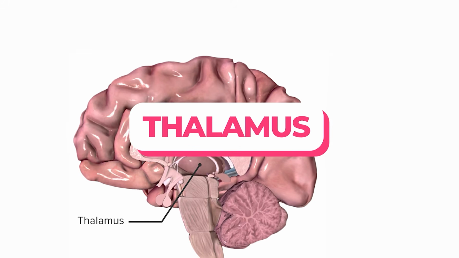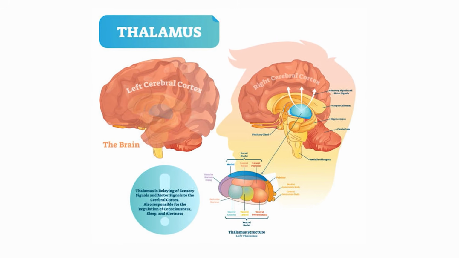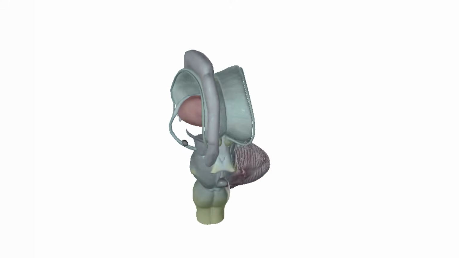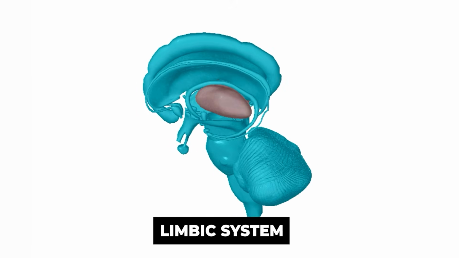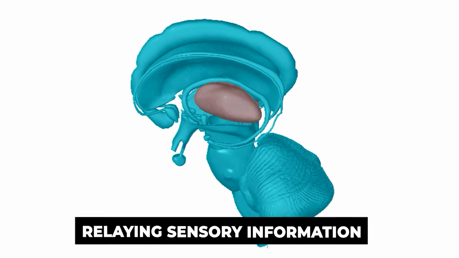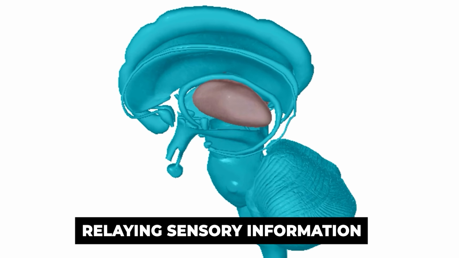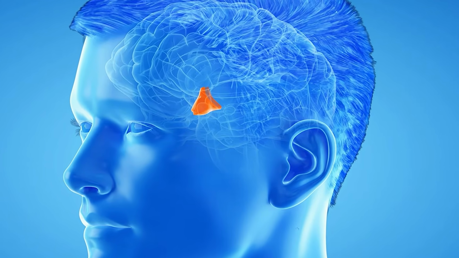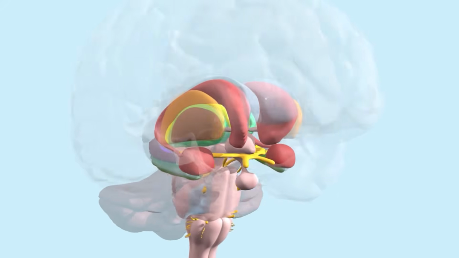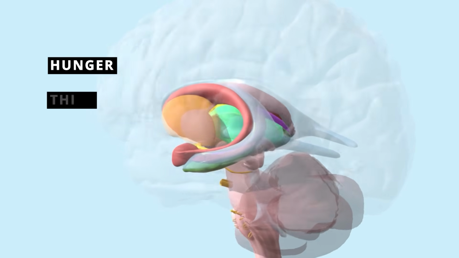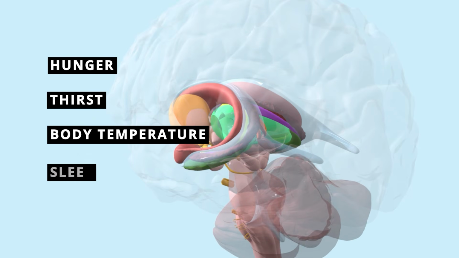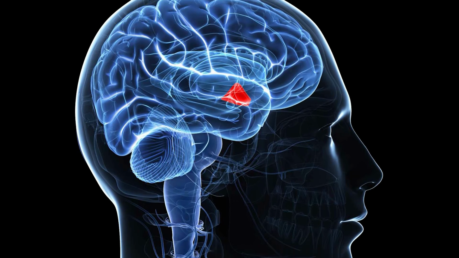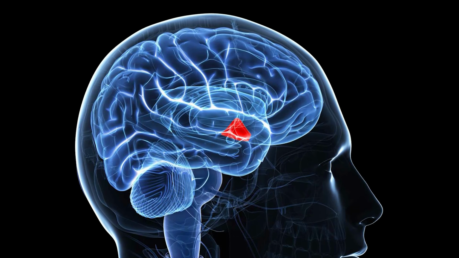Thalamus. While primarily a relay station for sensory and motor signals to the cerebral cortex, the thalamus does have connections with the limbic system and is involved in some of its functions, especially in relaying sensory information. Hypothalamus. Situated beneath the thalamus, the hypothalamus regulates vital functions like hunger, thirst, body temperature, and sleep. It also helps in controlling mood and emotions and is integrally linked to the endocrine system.